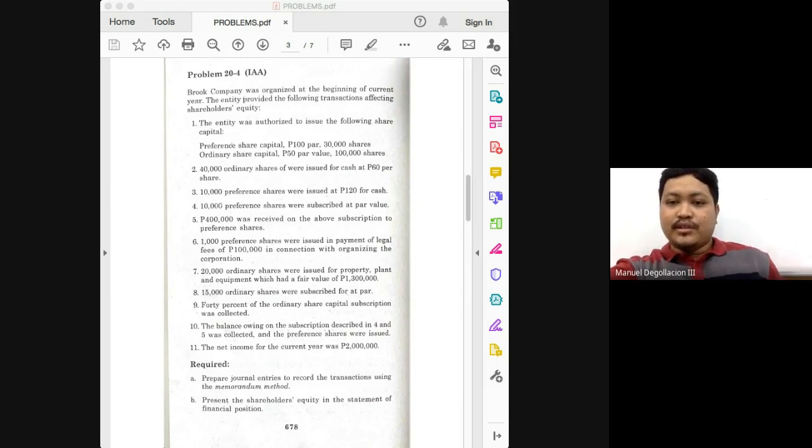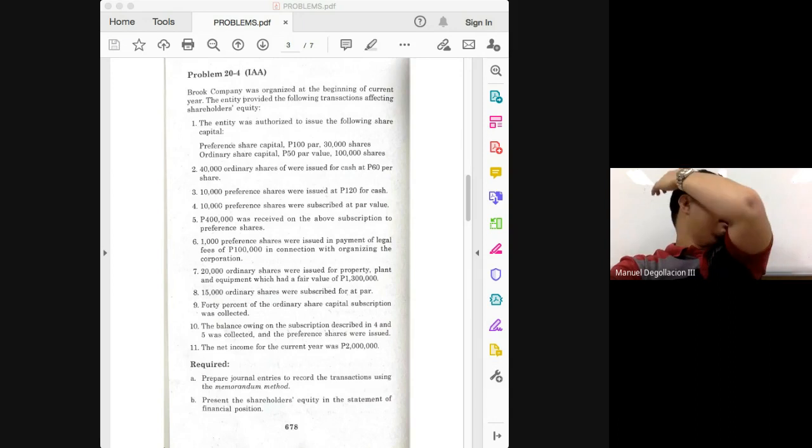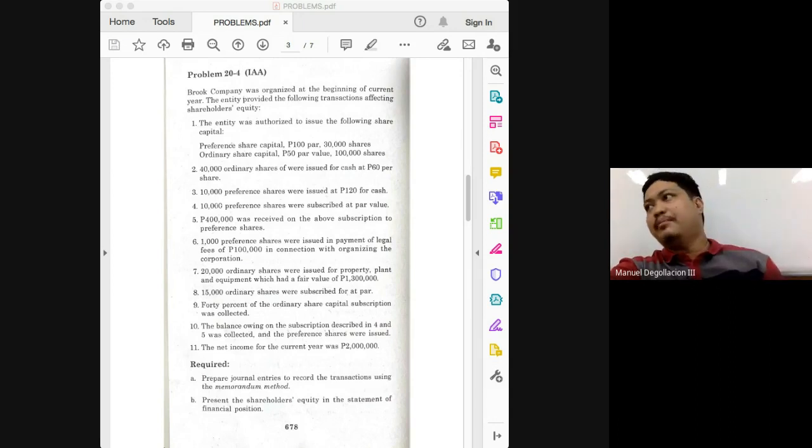Number 7, 20,000 ordinary shares were issued for property, plant, and equipment, which had a fair value of 1,300,000. Are you going to be debiting cash here? The answer is no, because you did not receive cash. What did you receive instead in exchange for your 20,000 shares? You receive property, plant, and equipment, which is an asset account. So you debit property, plant, and equipment at what amount? The fair value of the asset or benefit received. What's the fair value of the asset received? 1,300,000. So debit property, plant, and equipment in the amount of 1,300,000.